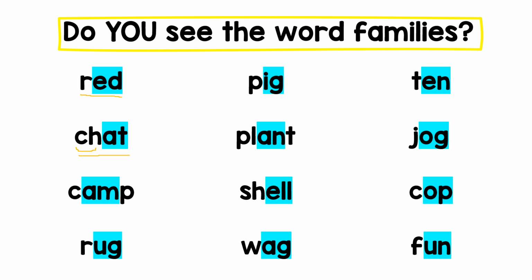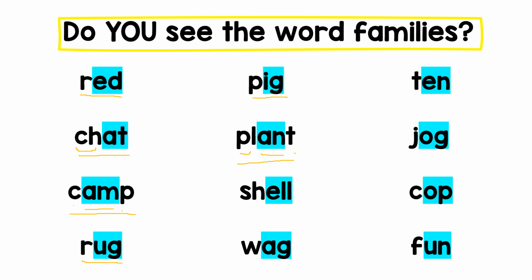Now I see am. K. Amp. Camp. Here we see ug. So we start with this sound. Ug. Rug. Egg. Pig. Ooh, in this one, I see a blend. I see our word family. Let's try this. Pl, ant, plant.